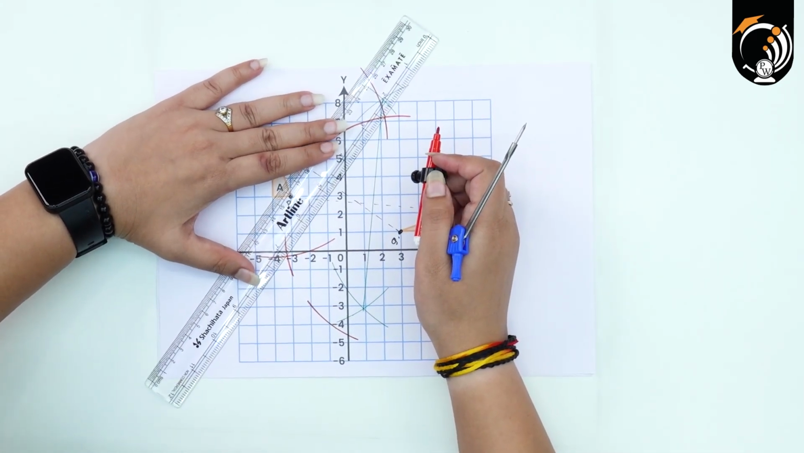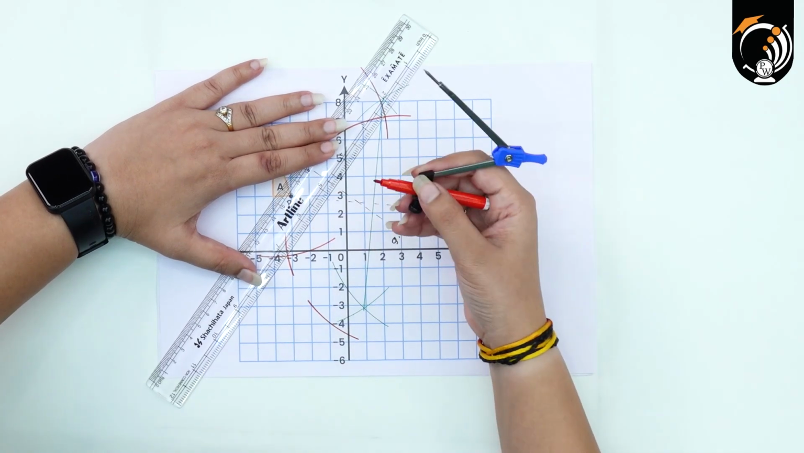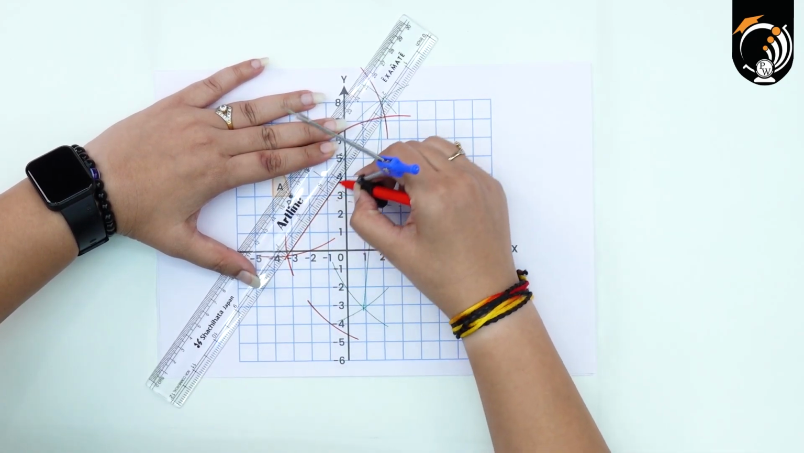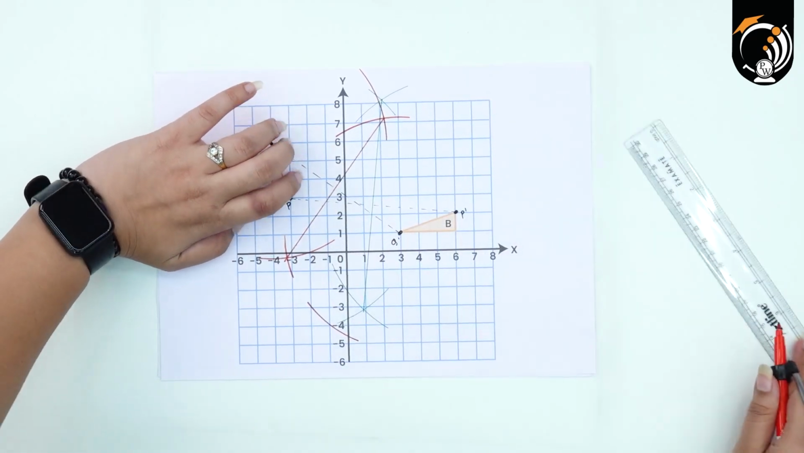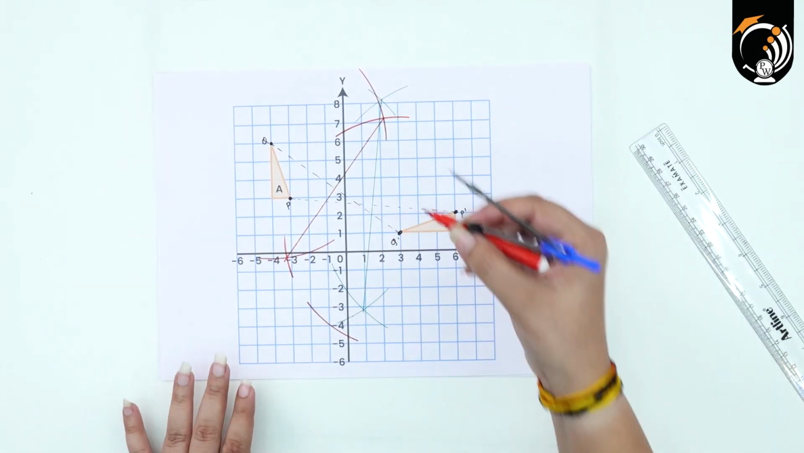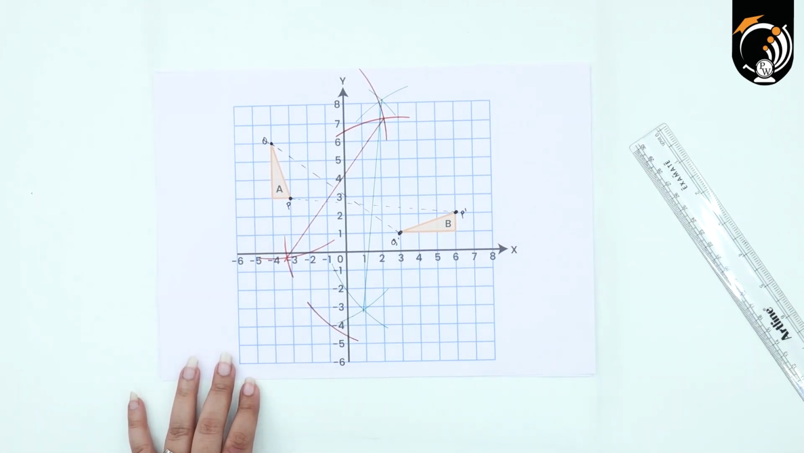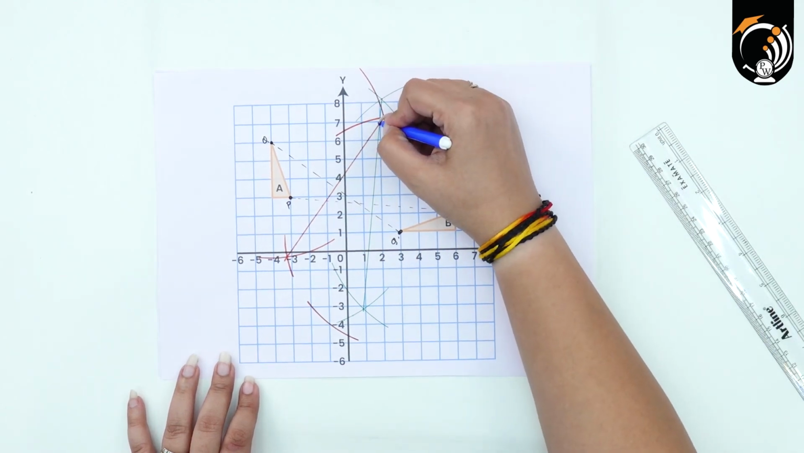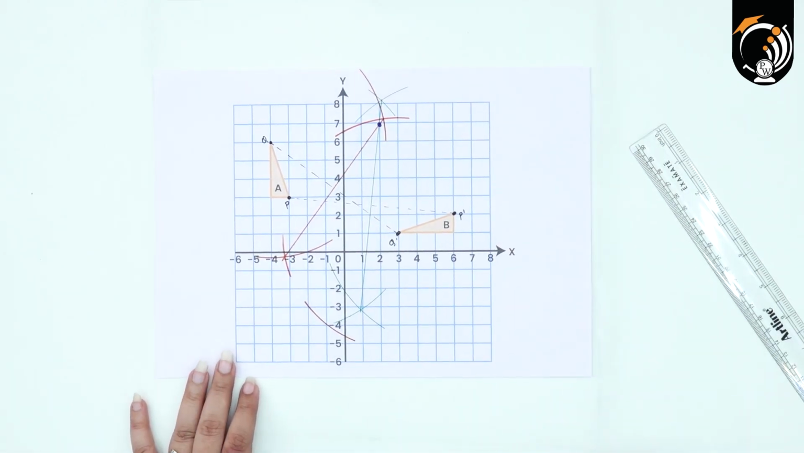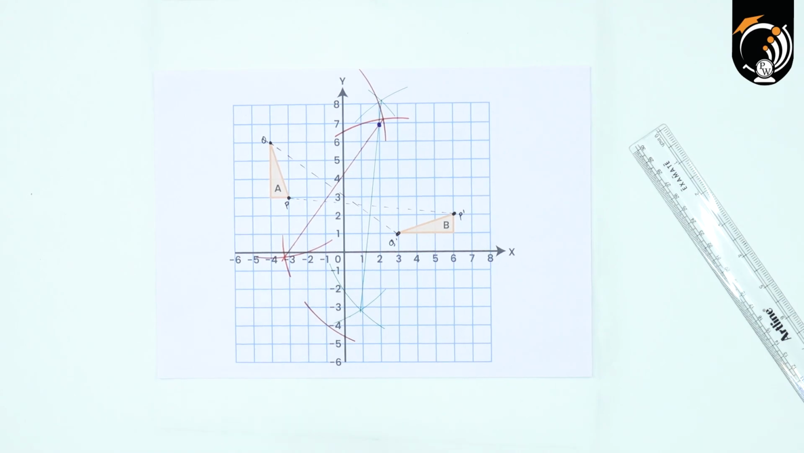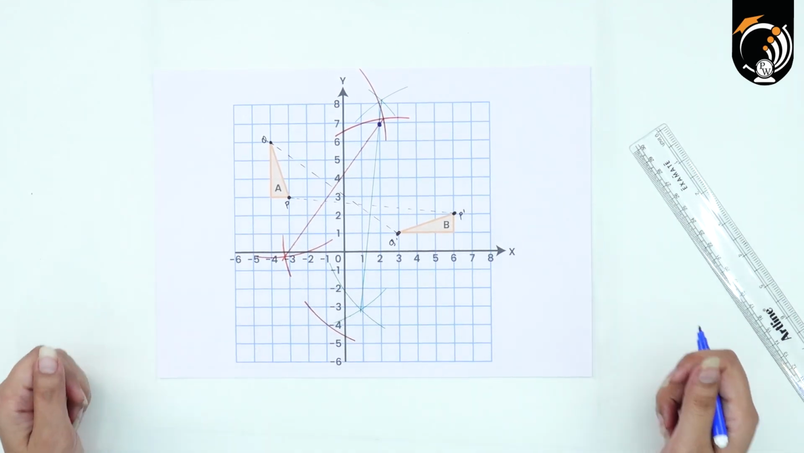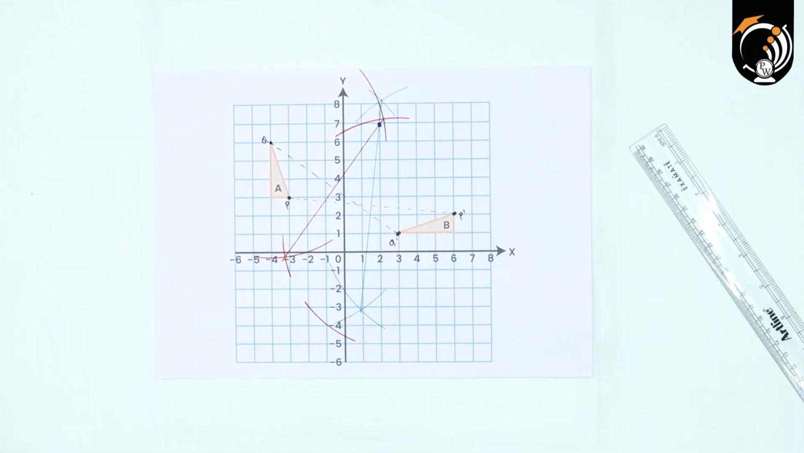I am using different colors so that it is easier for you to understand. So I will just be joining these two lines. Clearly, both the perpendicular bisectors are meeting at this particular point. And what are the coordinates of this particular point? The coordinates of this point are 2, 7. So that is what we are going to get as the center of rotation here. The point where both the perpendicular bisectors meet is known as the center of rotation.